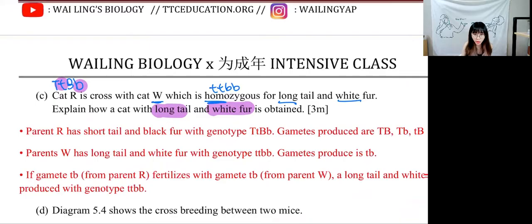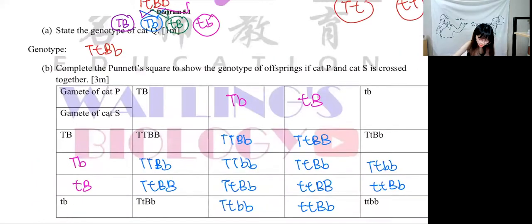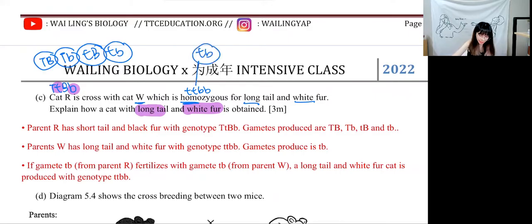So first of all, we have to write the gametes. The gametes from R will be the same as what we have written over here: big T, big B; big T, small b; small t, big B; and small t, small b. The gamete from W will be small t, small b. It means that this one needs to fuse with this one, only then you're going to get 2 small t and 2 small b. Sometimes chapter 11 needs some common sense. Then you can try the question.